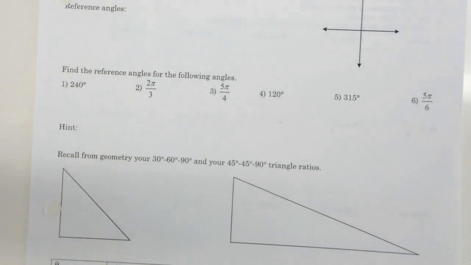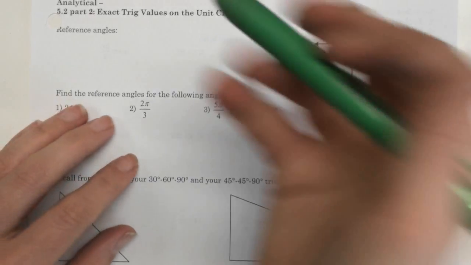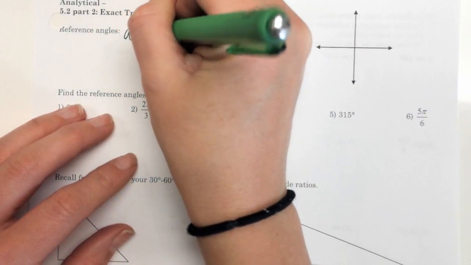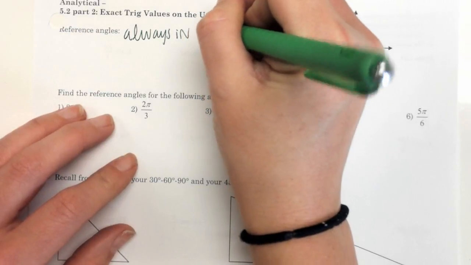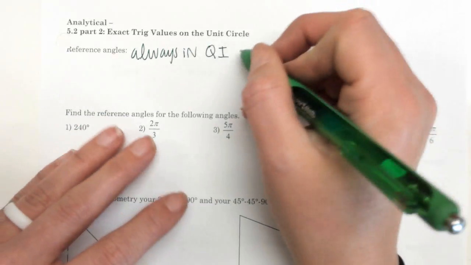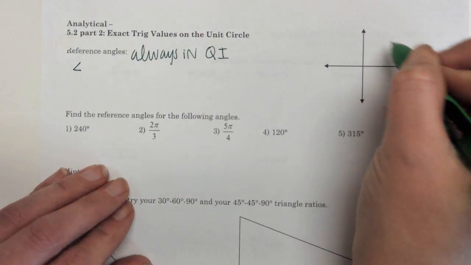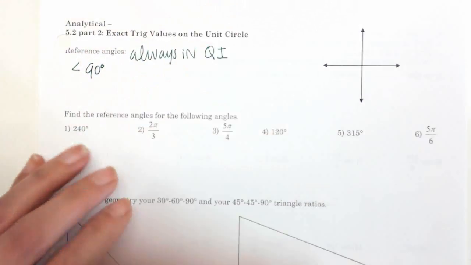People in pre-cal, do y'all remember what that is? Reference angles? What are they? Yeah, pi over 6 is one. Pi over 4, pi over 3. Those are all in what? Reference angles are always in quadrant what? 1. Very good. So that means they're all less than what degree? Less than 90. Good. They're all less than 90.